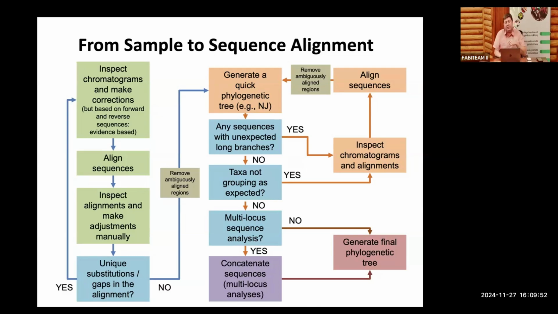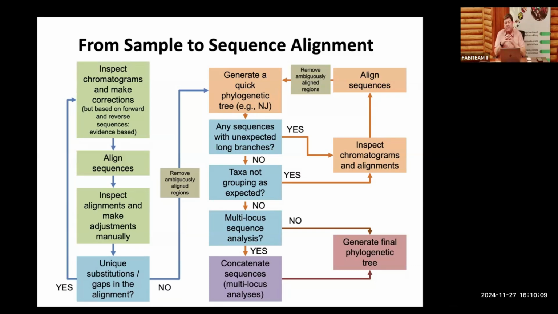So after that, you can generate a quick phylogenetic tree, and that's something you can do with neighbor joining. You can use a program like MEGA. That is one of the programs that I typically use just to get a quick overview. Then that is really important, the next step.